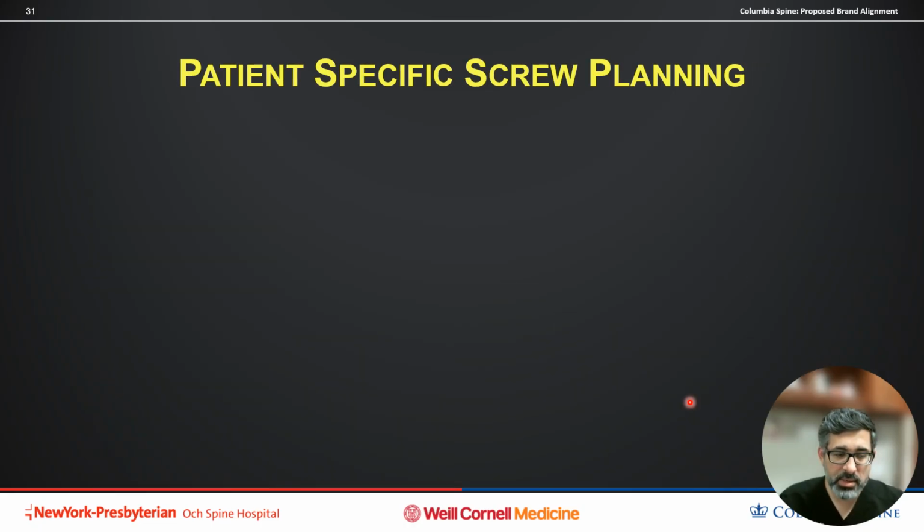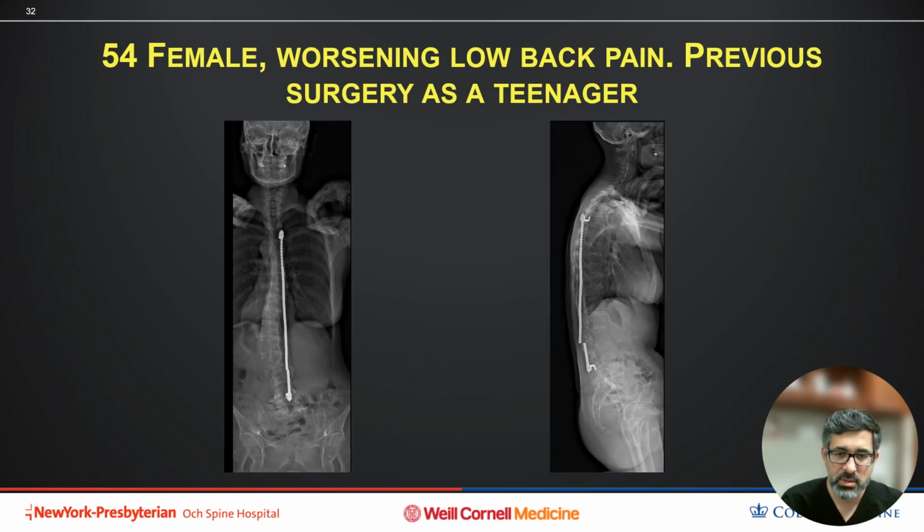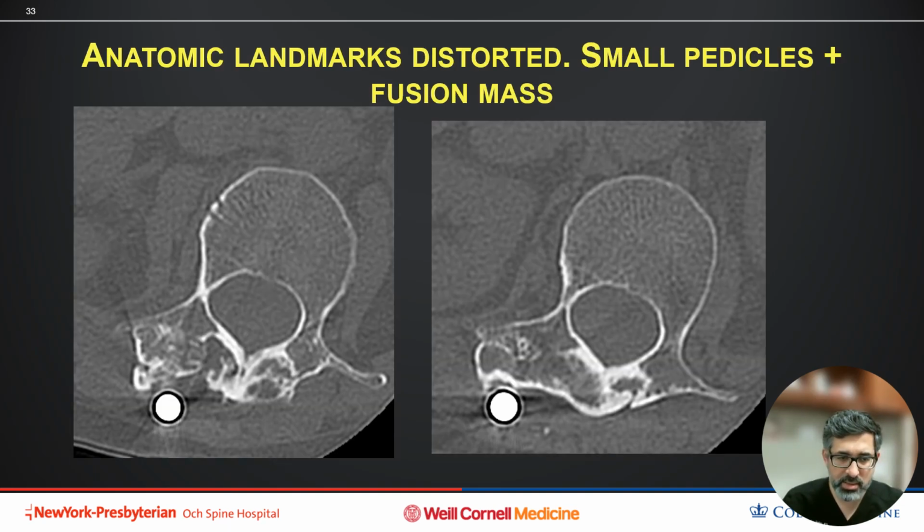The key here is that alignment or patient-specific constructs don't just stop at the rods. There's more planning, more execution to patient-specific constructs. So, once you have the rod planned, you have the alignment planned, for me, another very important part of patient-specific planning is planning the screws. And here's an example of a 54-year-old female, again with prior Harrington rod, fusion mass, difficult anatomy. Prior surgery was done as a teenager, and so the patient-specific planning in this case also involves planning screws, difficult screws.